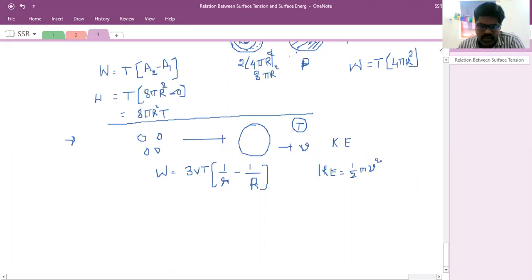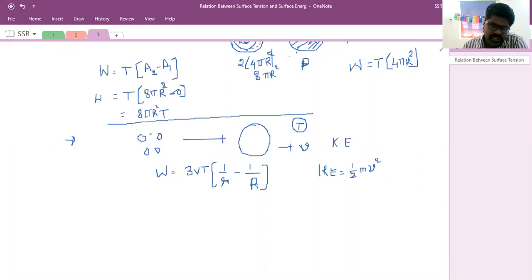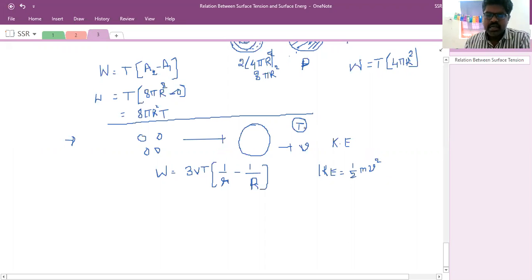So this work is done by utilizing the surface energy, that means decreasing the surface energy. This happens at constant temperature, so let us say theta, temperature, is constant. Then that loss in surface energy will be utilized in the form of gain in kinetic energy. That means this work is equal to kinetic energy. Are you clear on this step?